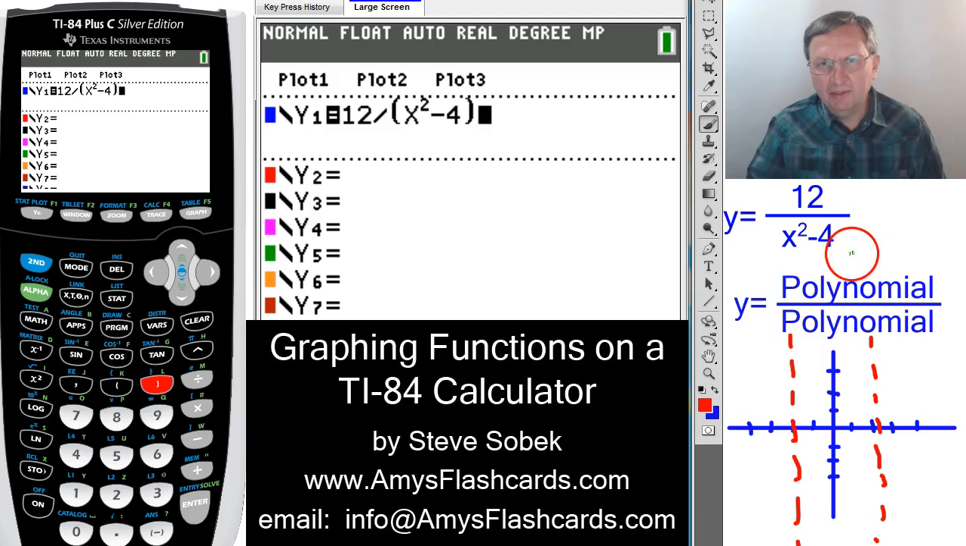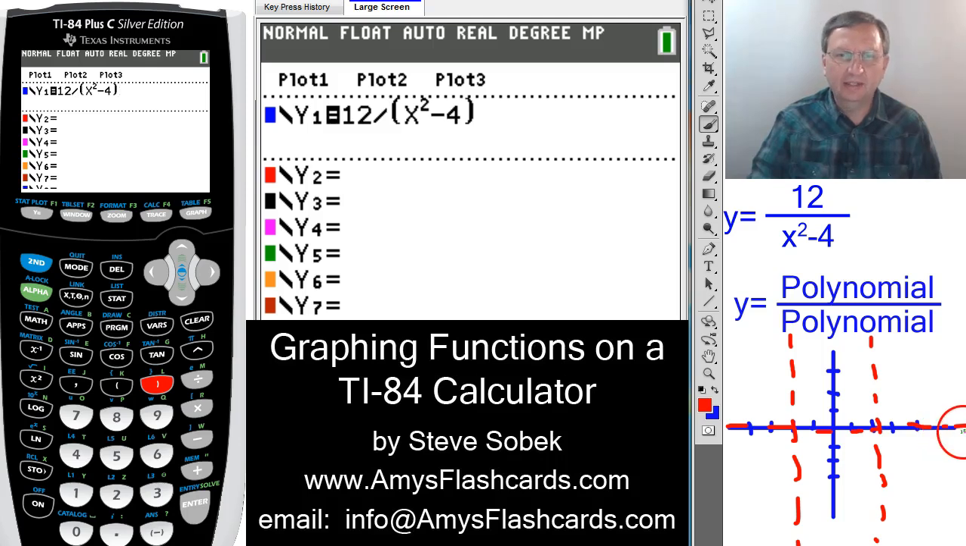That's not what we have in this case. We have the degree of the denominator higher than the numerator, which results in a graph with a horizontal asymptote at y equals 0. So here we have y is equal to 0. We'll hyphenate that line there.